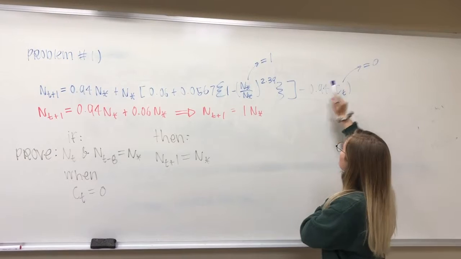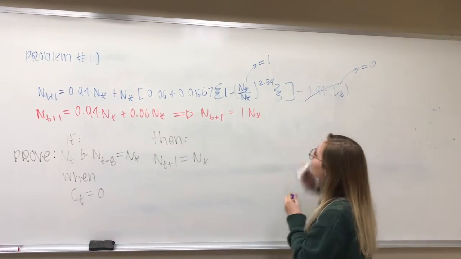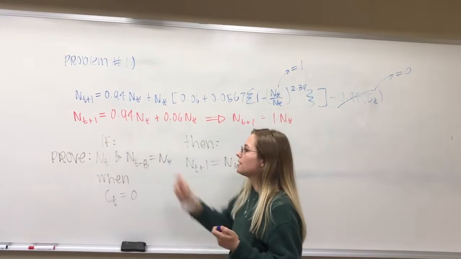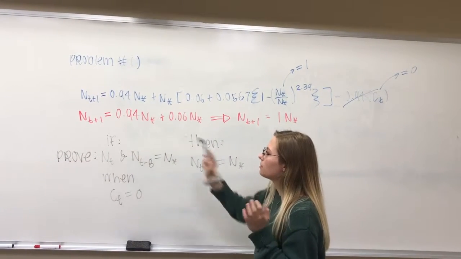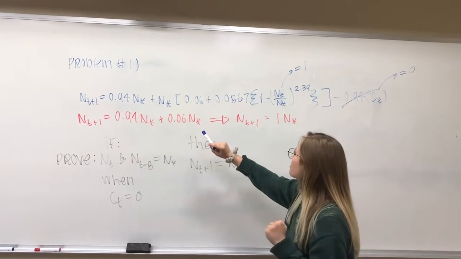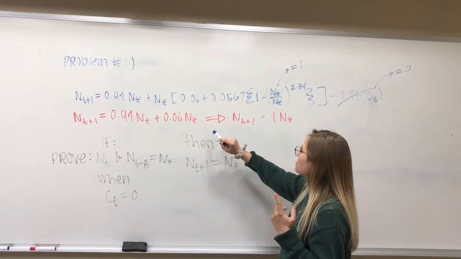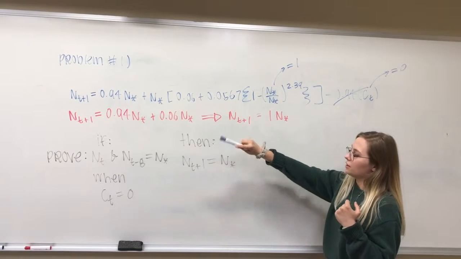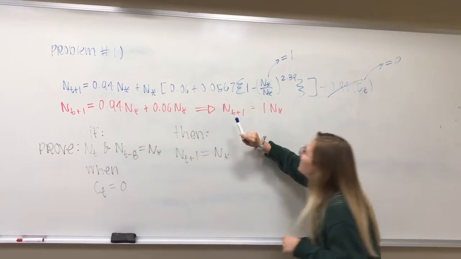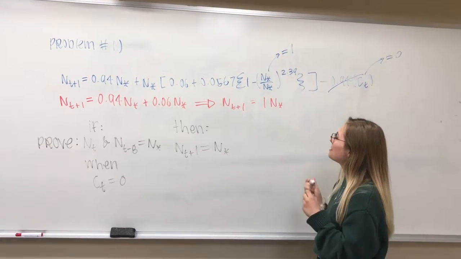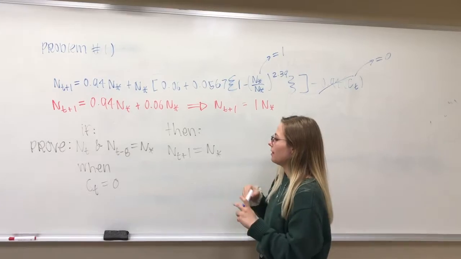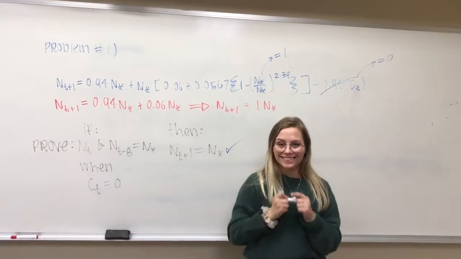So we plug in 0 here, and this goes away. Then you get left with this equation of N sub t plus 1 is equal to 0.94 N star plus 0.06 N star, and that adds up. If you add them together, you do the math, you get N sub t plus 1 is equal to 1 N star. So we proved this correct.